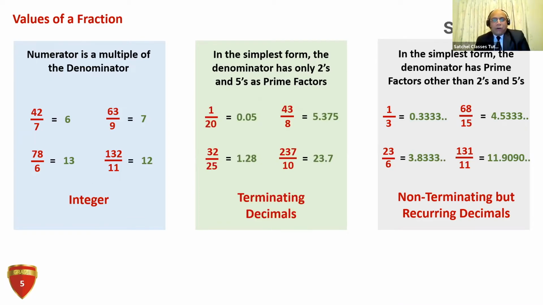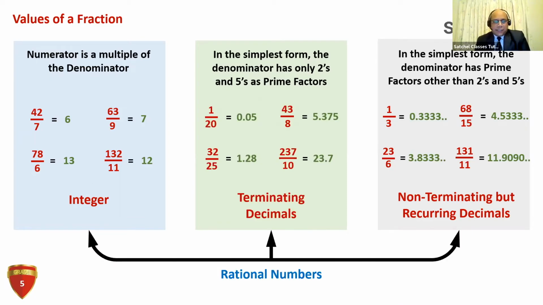Now, all of these numbers are called rational numbers. Why rational numbers? Rational numbers are numbers which can be expressed as fractions. As you can see, all the numbers can be expressed as fractions, and hence they are called rational numbers. Now, then you may wonder, which are the numbers that cannot be expressed as fractions?